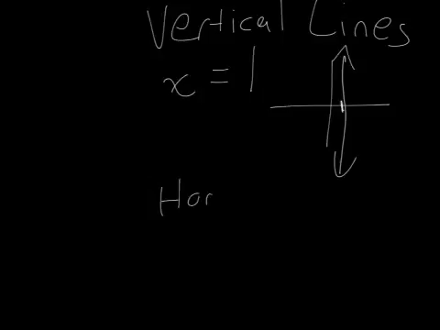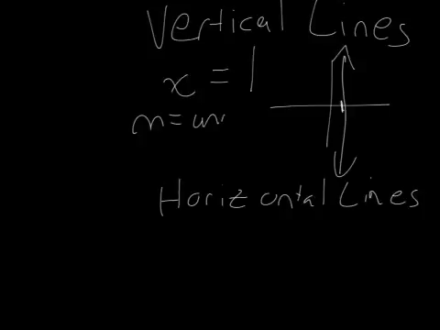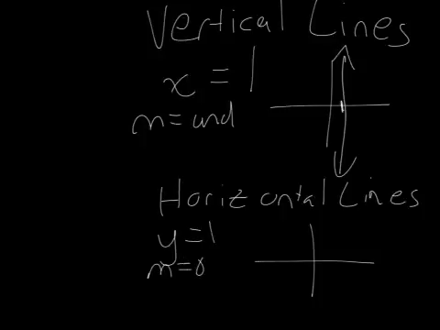Horizontal lines are lines that have a slope of 0. Let's recall that vertical lines have a slope that's undefined. So horizontal lines, we'll say y equal 1. They have a slope of 0. So let's go, and we'll go up 1 here. And horizontal means that we go all the way across. So it's going to be a horizontal line.